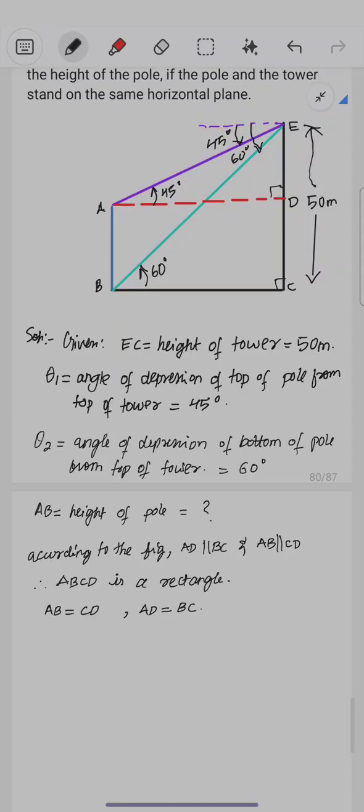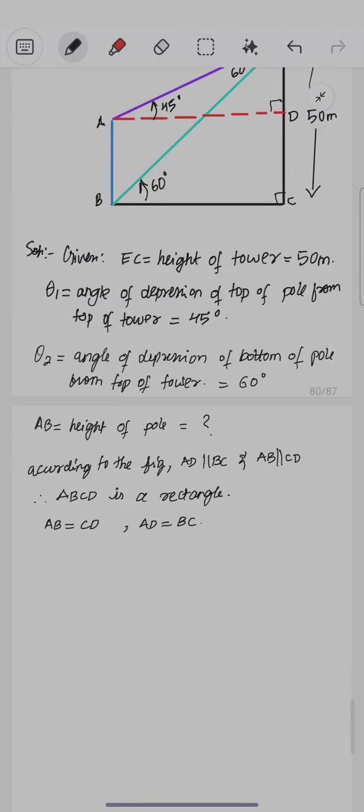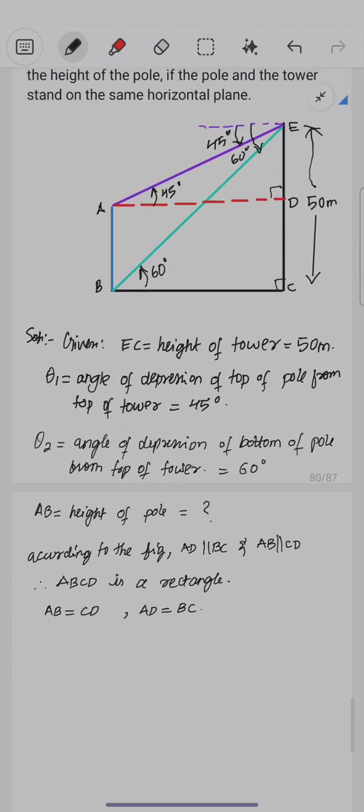Because ABCD is a rectangle, we can prove this, because CE is given, CE is 50. EC is 50 meter.